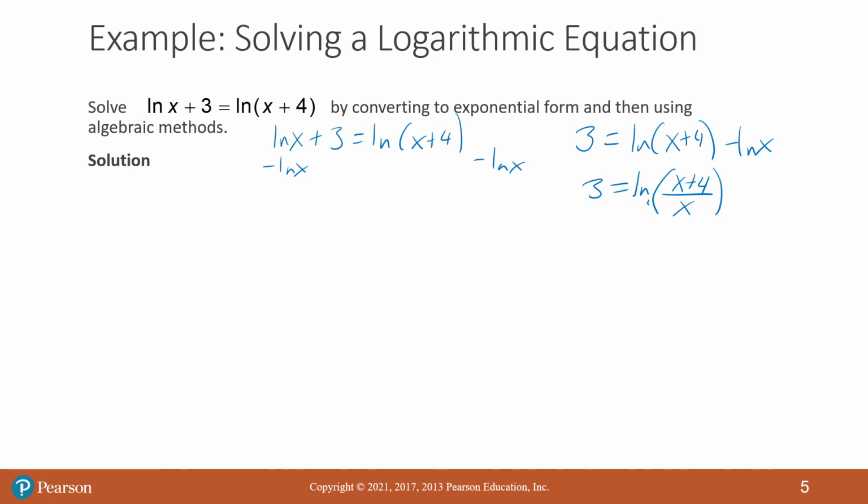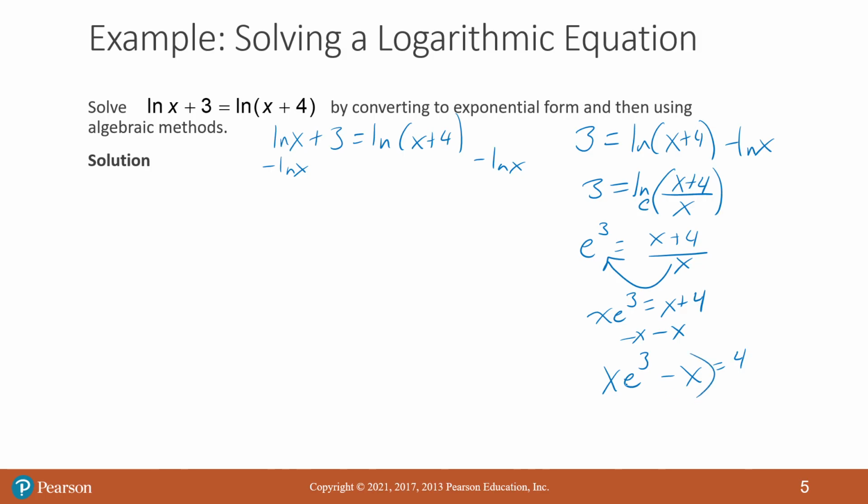Keep in mind that the natural log has base e here. So I can make this e to the third equals (x plus 4) over x. Then I can multiply this x over to the other side, so it's going to be x e to the third equals x plus 4. Then I'm going to get my x's together by subtracting x over. I'm going to get x e to the third minus x equals 4.